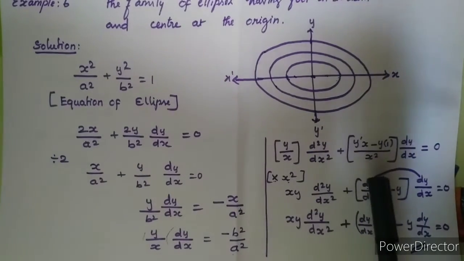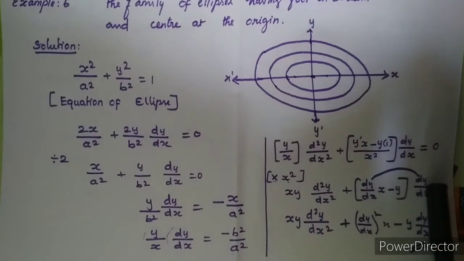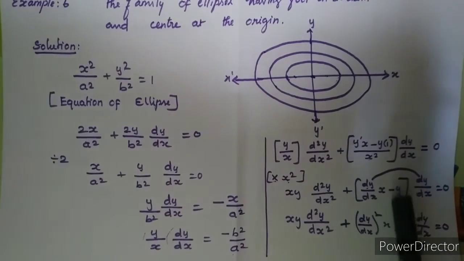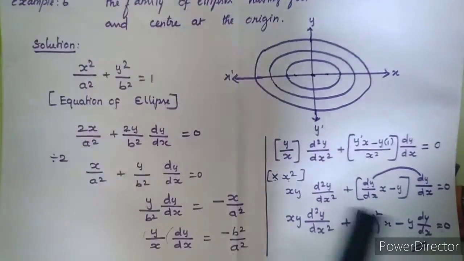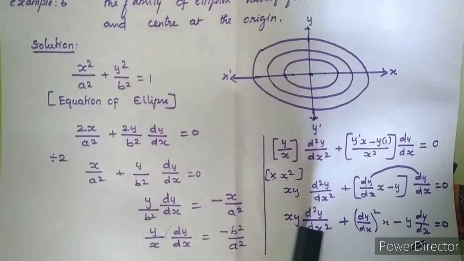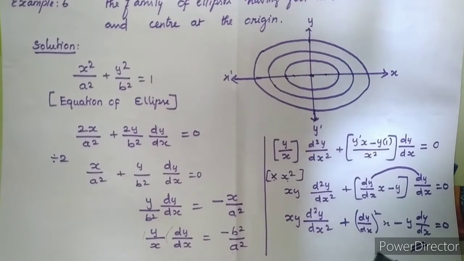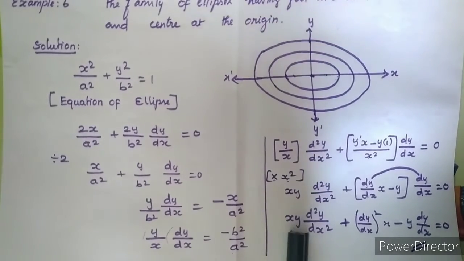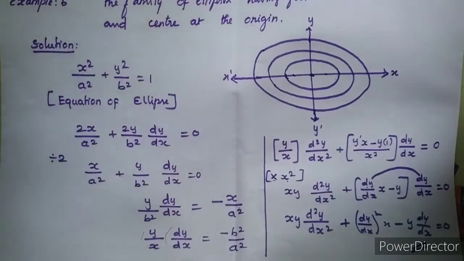Next we want to distribute dy by dx into this, therefore dy by dx into dy by dx, dy by dx the whole squared, into x minus y into dy by dx. This is the final answer. This equation represents the differential equation of the family of ellipses having foci on the x-axis and center at the origin.